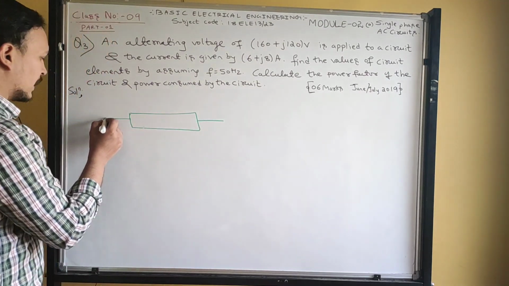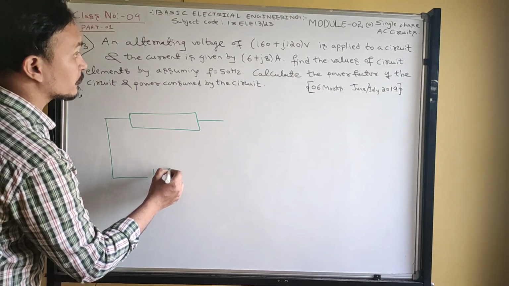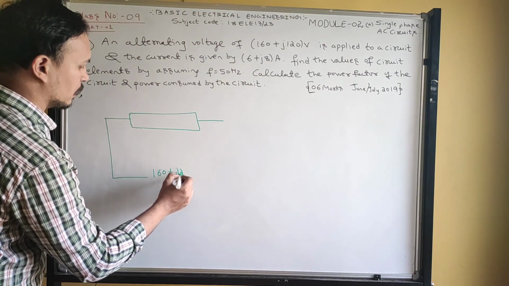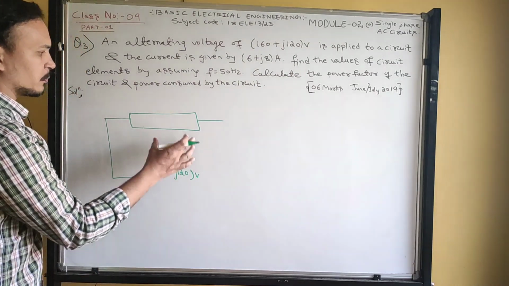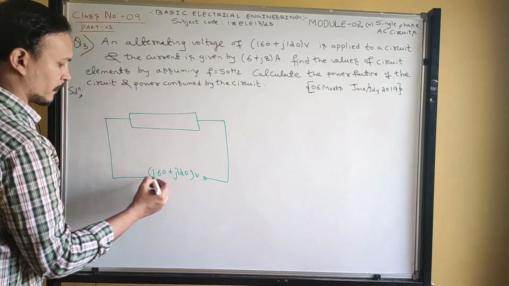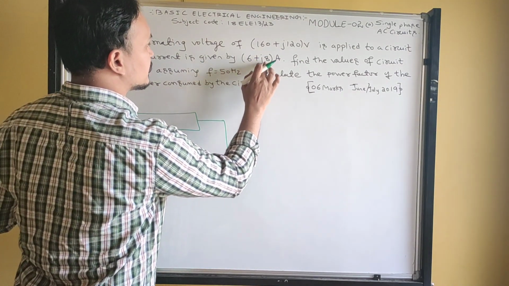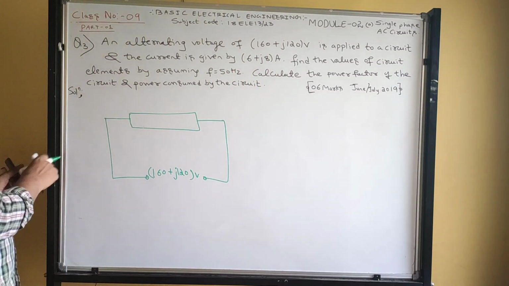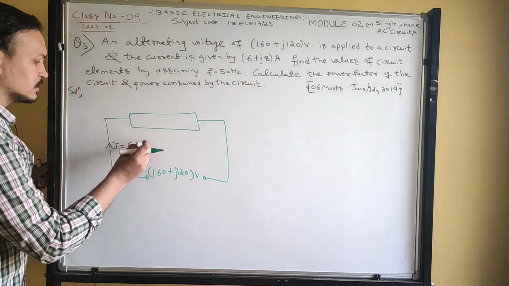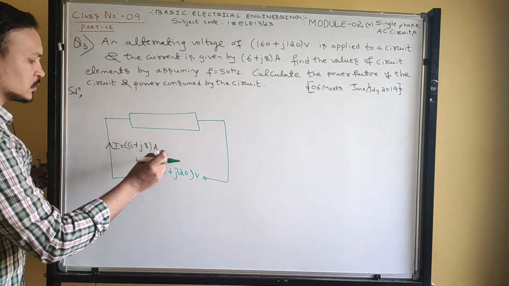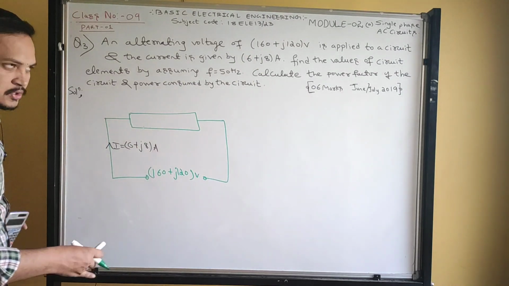So they are going to apply how much voltage? They are going to apply 160 plus j120 volts. This much voltage is applied to the circuit. And the current is given by 6 plus j8 amperes. So what is the current flowing in this circuit? The current flowing is 6 plus j8 ampere. This much current is flowing in the circuit, and the voltage applied to the circuit is this much.